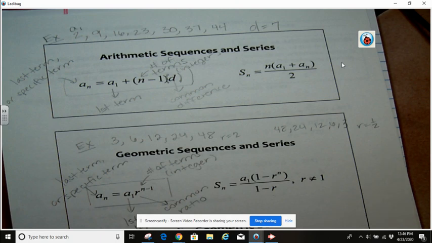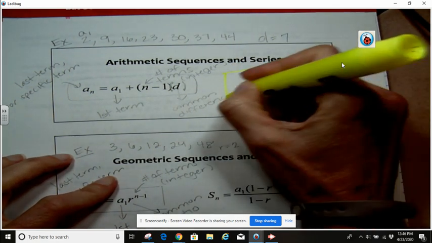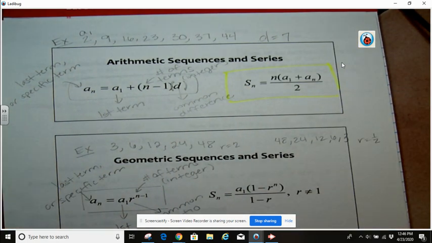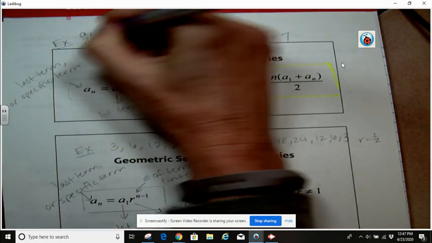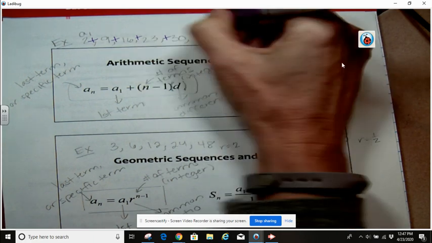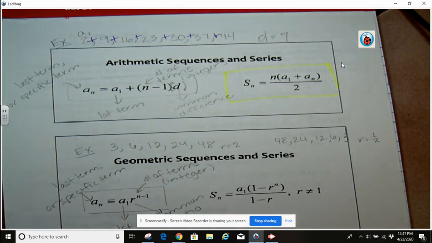So for series, still the same type of pattern. If it's a series, though, we're going to be using our S sub n formula. S stands for sum. If I want to take an arithmetic sequence and turn it into an arithmetic series, all I need to do is replace these commas in the sequence with plus signs. And now instead of a sequence, it's a series, and I would be looking for the actual sum of all the terms.